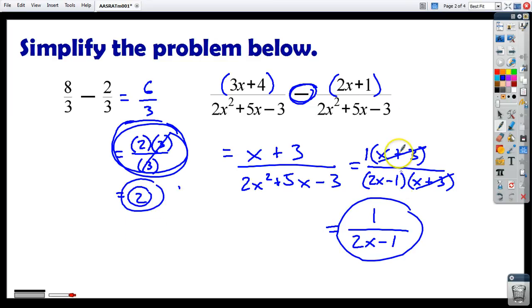So that's an additional step that you're going to have to start doing, is that you're going to have to see if you can factor the top, factor the bottom, and do any of those factors cancel out so that we can reduce the fraction.